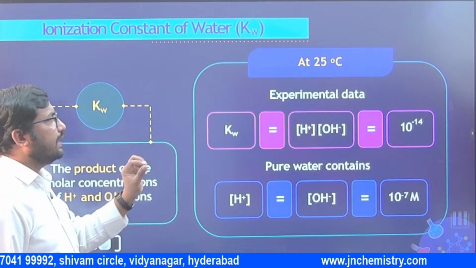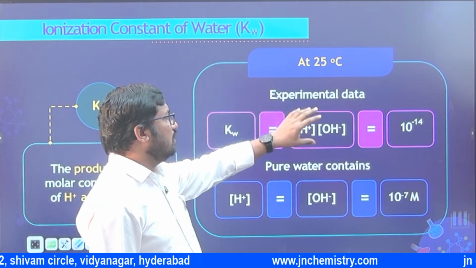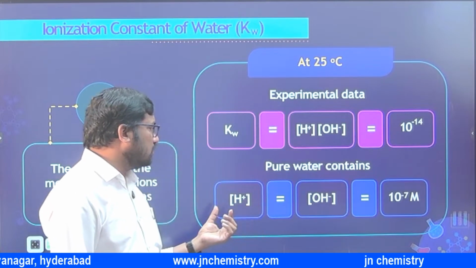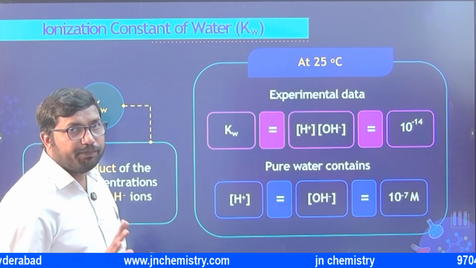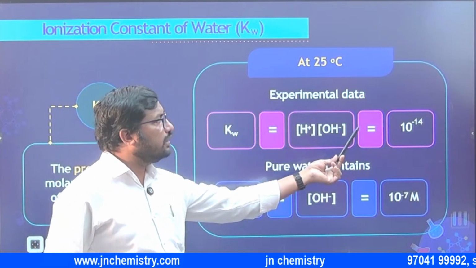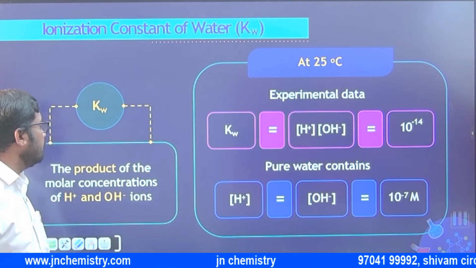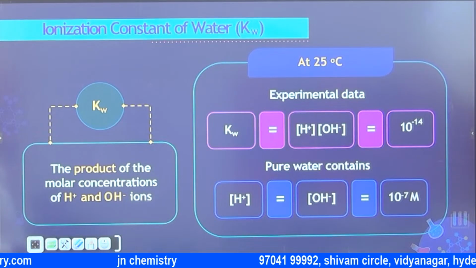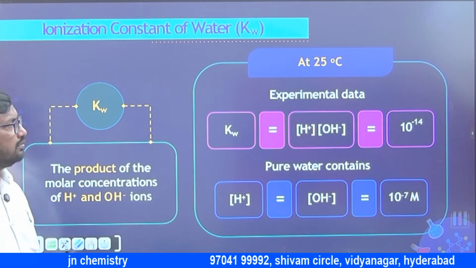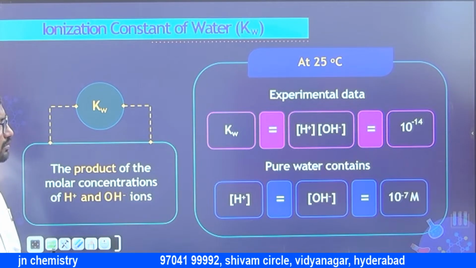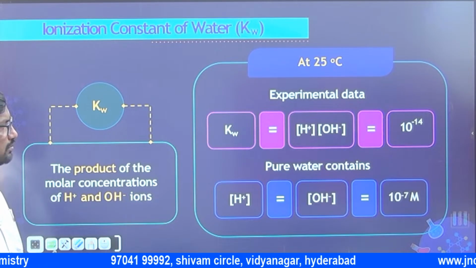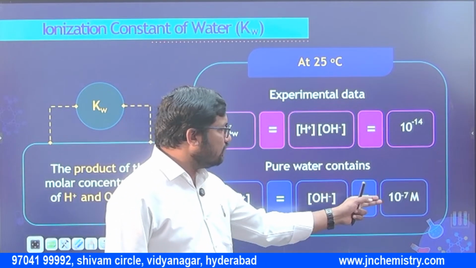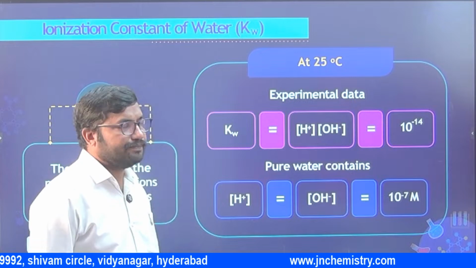At 25 degrees centigrade, experimental data, the KW value is 10 to the power of minus 14, particularly at 25 degrees centigrade only. So H plus ion concentration is equal to OH minus ion concentration, which is 10 to the power of minus 7.